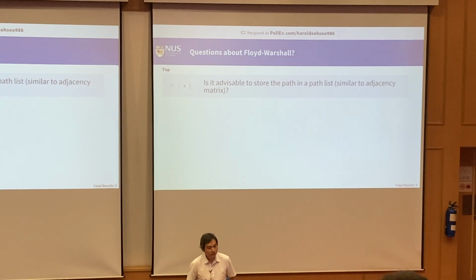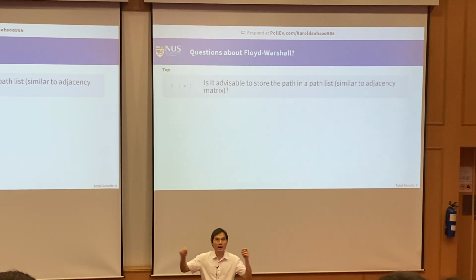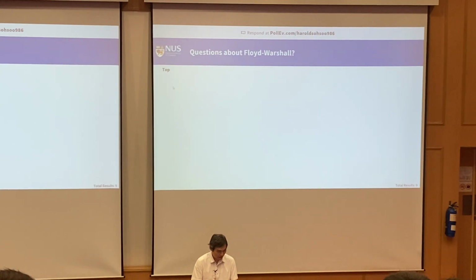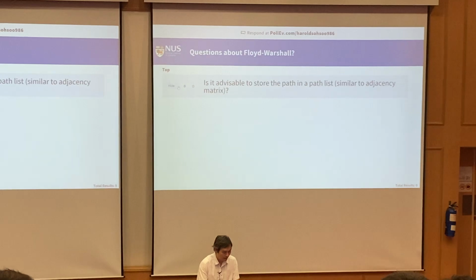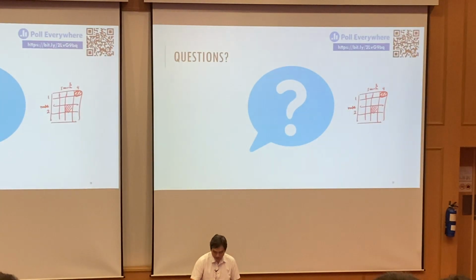Okay, so if you ever saw the path stored as a path list, you can do that, but usually it's not computationally efficient. It's not storage efficient because if you imagine this, for every source and destination, you have to store an entire path, which can be very expensive. So this is why usually people don't do this. People store it in a matrix form. Okay, so that's the question. All right, so let's move on.